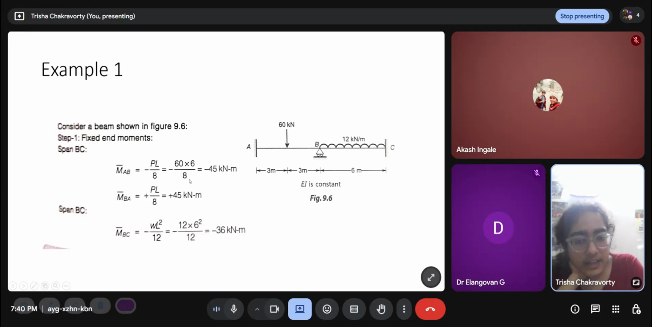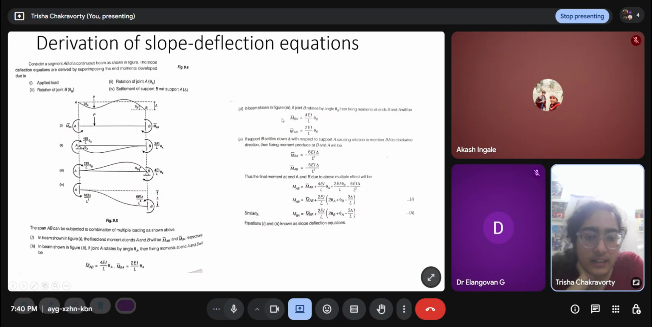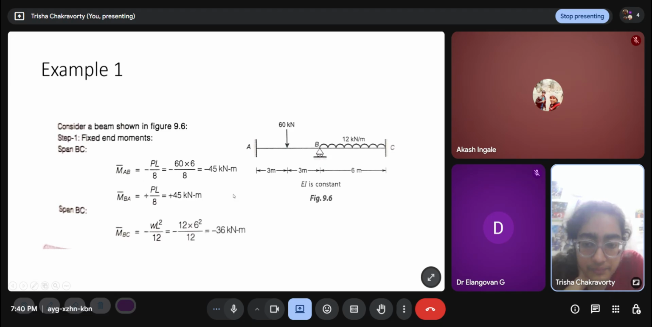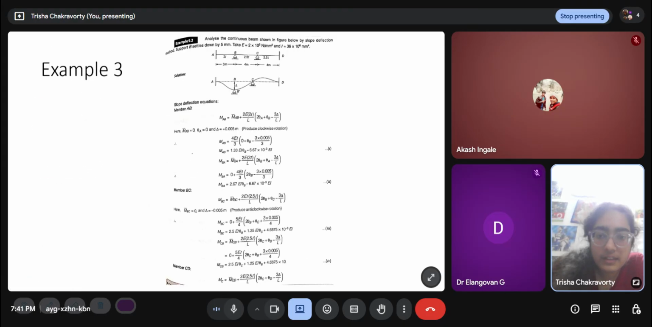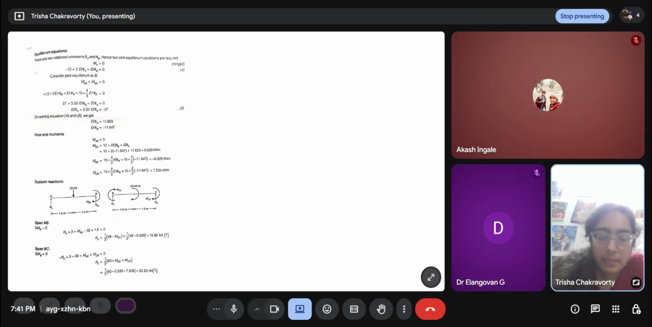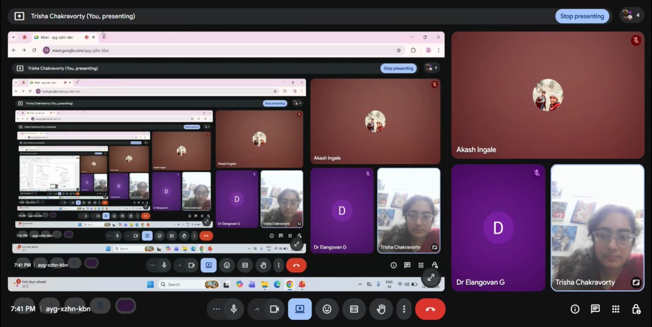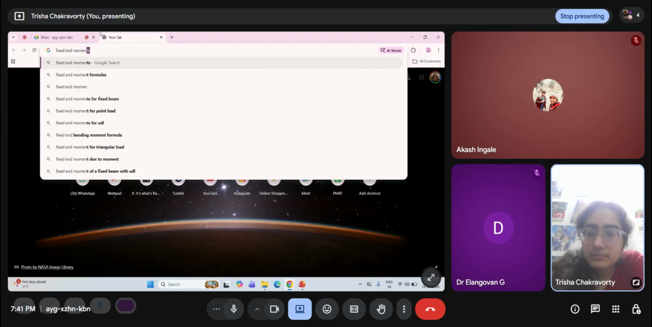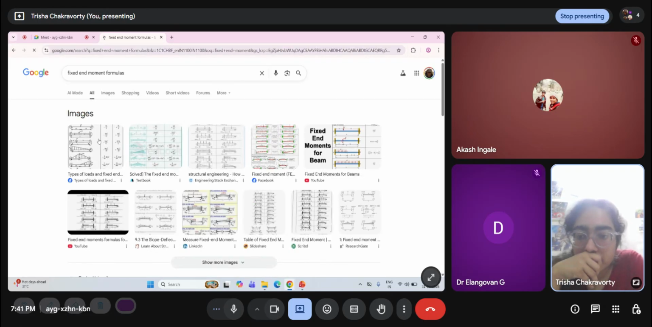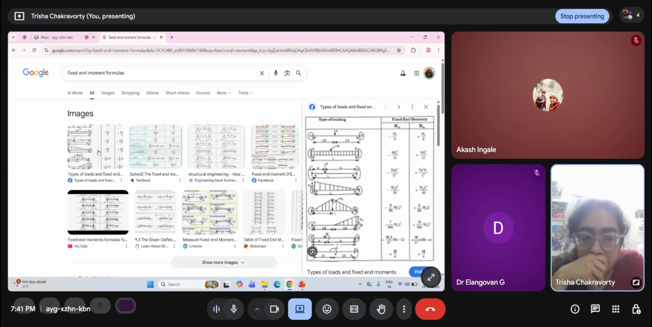The fixed end moment has a formula here. If joint A rotates by theta A, then the fixed end moments at A and B will be 4 EI... one second, no, this shouldn't be the formula. Wait. Okay, this is PL by 8... let me see if I have the table anyway. Wait. Okay, so I hope you can see.